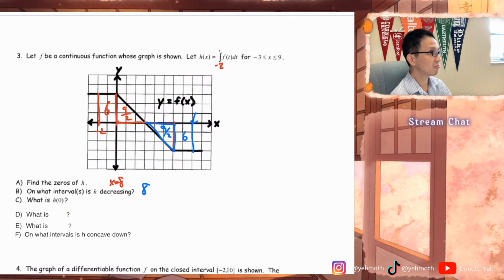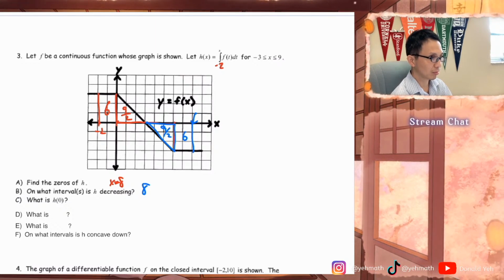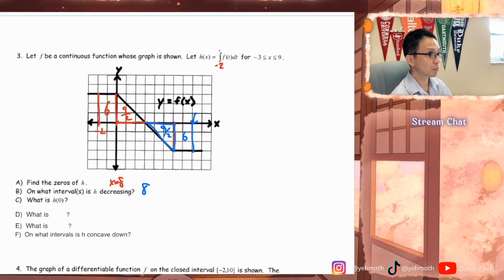It's that easy. I don't know what you're talking about, Mr. Yang. It's not easy at all. It's super easy. But the zero makes sense. The zeros make sense.